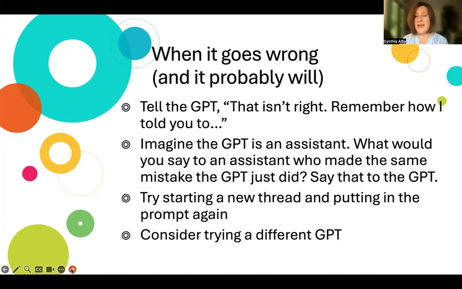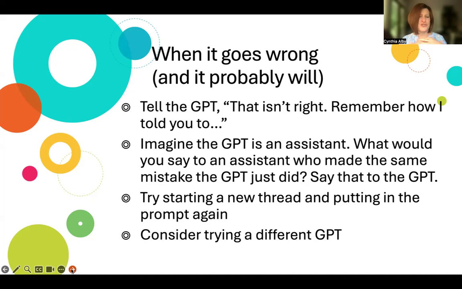So when it goes wrong, and again, I'm telling you it probably will because it's such a complex prompt, here are some things you could try. For example, you could tell the GPT, that isn't right. Remember how I told you we were going to do this in rounds, or wait until I answer before you tell me, things like that. So you can tell it what it did wrong, and it usually will be embarrassed and redo it. You can just kind of imagine, again, that the GPT is an assistant. What would you say to an assistant who made the mistake that the GPT just did? Whatever you would say to that assistant, just say it to the GPT and see what happens.